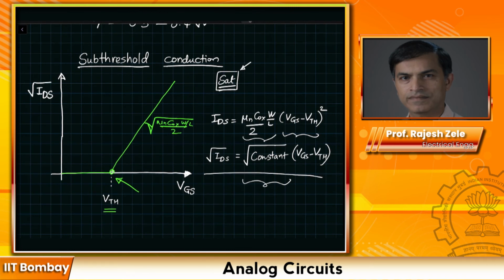But we know that in the real world there are no discontinuities, right? So there is always some small amount of current flowing while we are in this region. And if you have to plot the real curve, it looks kind of like this. I have exaggerated it quite a lot. So this region of operation is called the sub-threshold region. We also call it the weak inversion region.